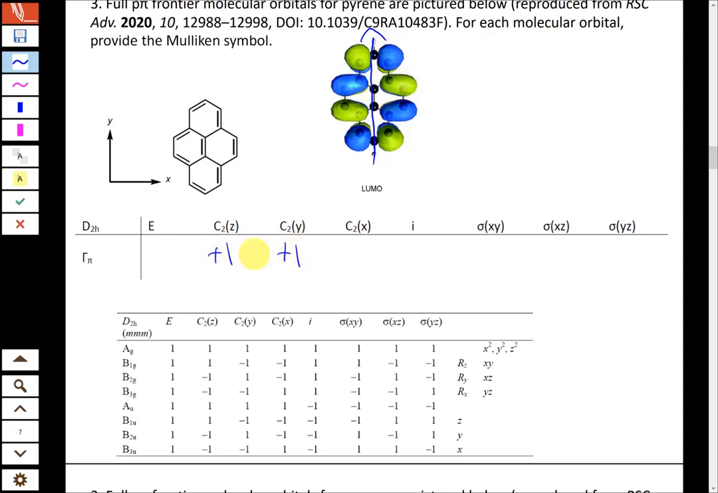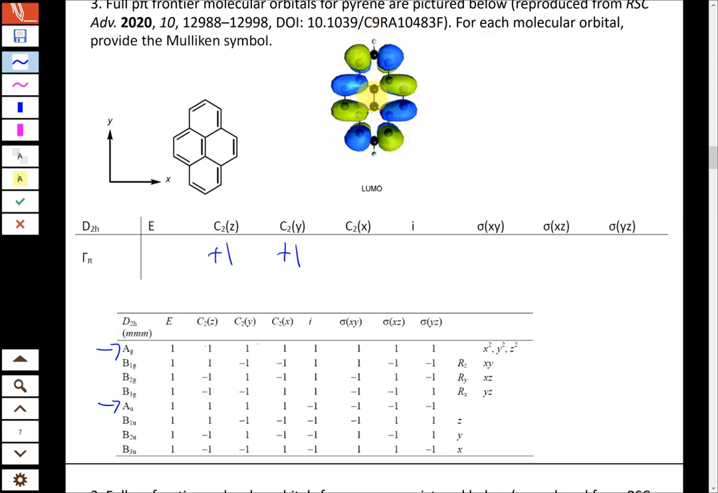And so that means, again, +1 characters for Z and Y makes it either AG or AU. Those are the only representations that have +1 characters for both of those first two rotation operations. And then we just have to do inversion to distinguish G from U.